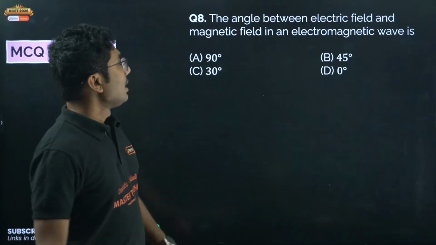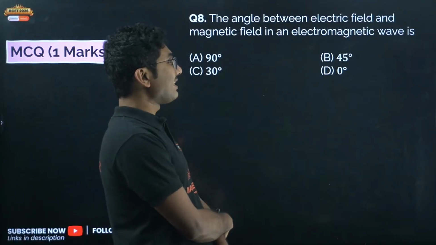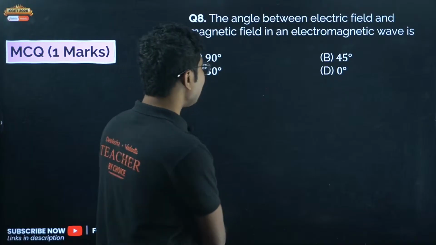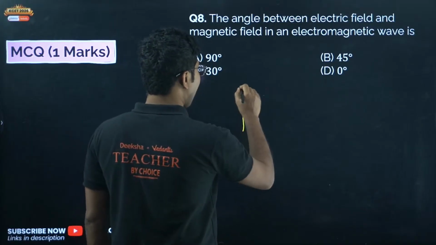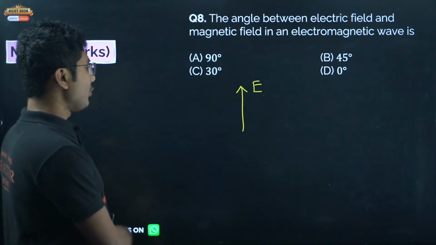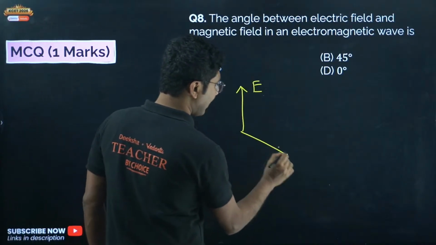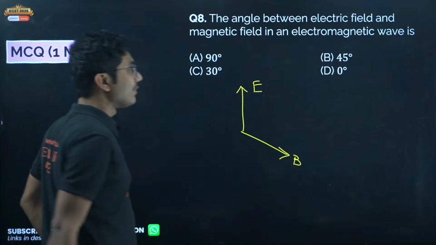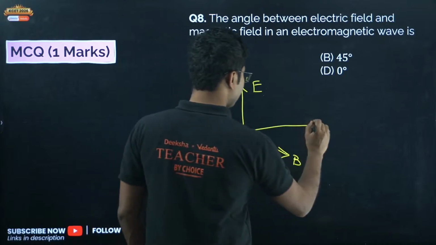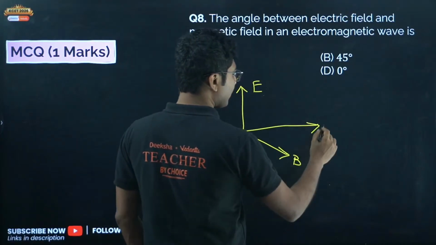The angle between electric field and magnetic field in an electromagnetic wave. The angle between electric field and magnetic field in an electromagnetic wave is: 90 degrees, 45 degrees, 30 degrees, 0 degrees. Suppose this is the direction of propagation of the wave.